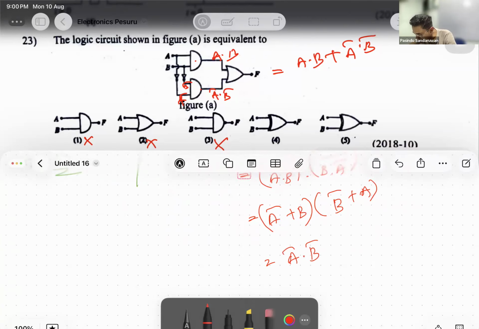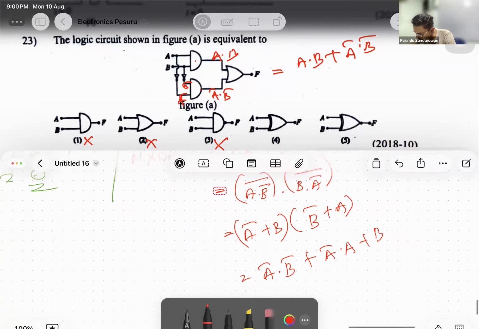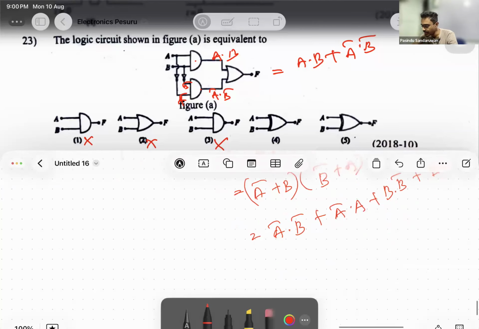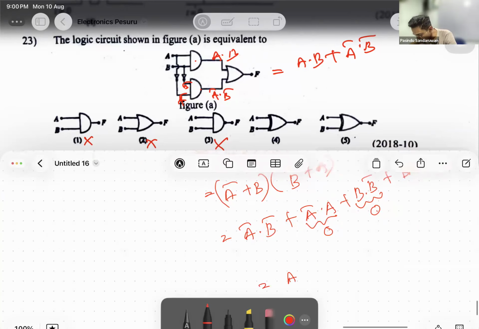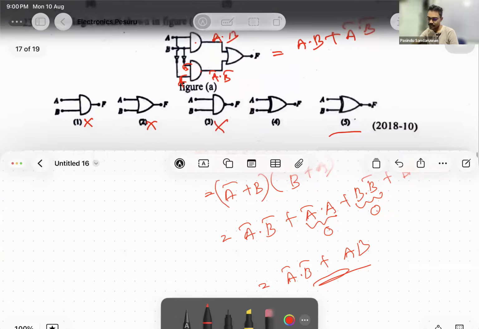Then A bar dot B bar plus the second term A bar dot A plus B dot B bar plus B dot A. We know A dot A bar is 0. Similarly, B dot B bar is also 0. Then what we have got is A bar dot B bar plus AB. That's the same output here, no? A dot B plus A bar dot B bar. This is also A dot B plus A bar dot B bar. Same. Then the answer is 5.